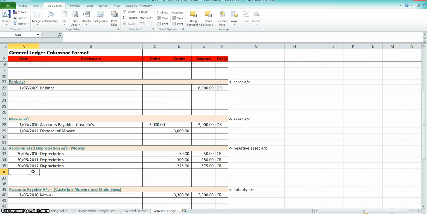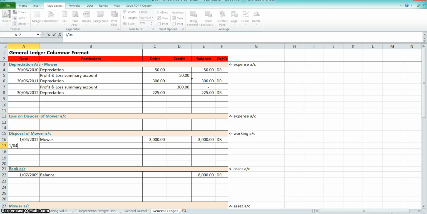So accumulated depreciation on the 1st of the 4th, 2012 is disposal of mower, 225, oh sorry, it's the wrong bit, 575, which will then bring our amount to nil. And then if we go down to this disposal account, on the 1st of the 4th, 2012, we'll have accumulated depreciation, which will be equal to our credit over here, 575. So what that does is it brings down the value that we can claim on the disposal.